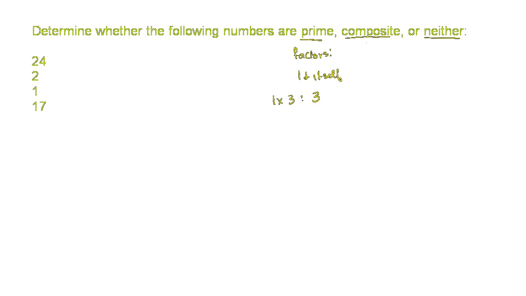A composite number is a natural number that has more than just 1 and itself as factors. And we'll see examples of that. And neither, we'll see an interesting case of that in this problem. So first, let's think about 24.